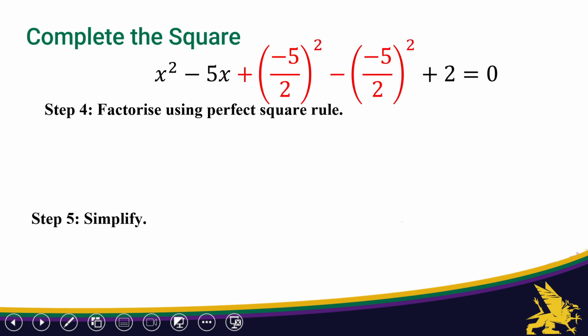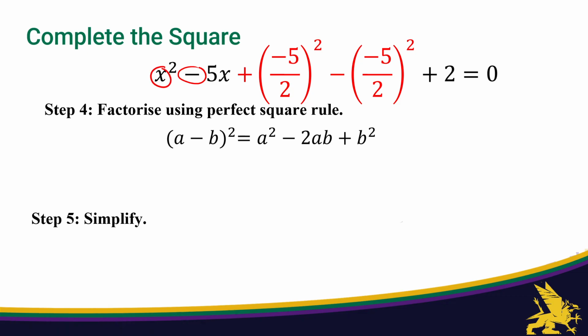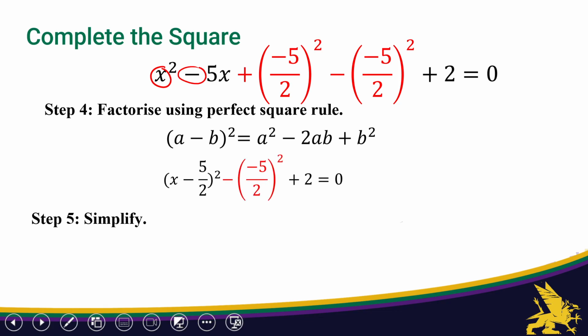Now I've got this. The next thing we need to be doing is looking at the perfect square rule. The perfect square rule, we know it's got a takeaway here, which means it's (a minus b) squared is equal to a squared minus 2ab plus b squared. Our a value is going to be x. Our b value will be -5 over 2. So I just put that into the first part of the rule. And then what's left over is negative. If we take away (-5 over 2) squared plus 2.